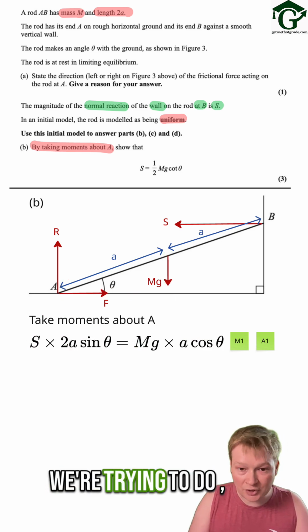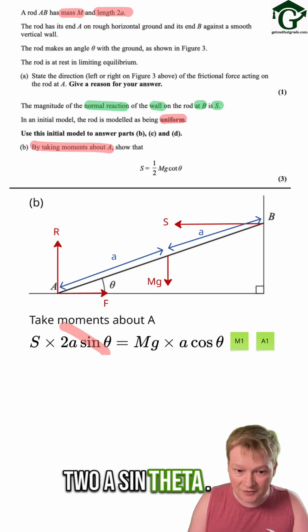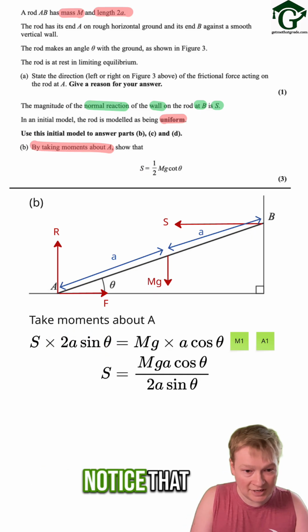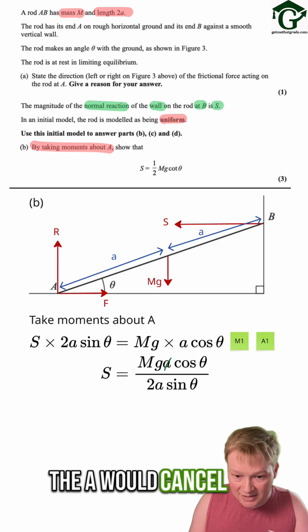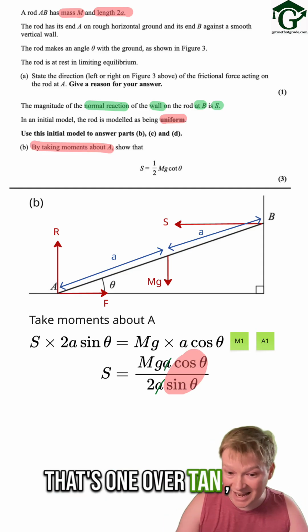Next, remember what we're trying to do? We're trying to show that S equals. So we want to get rid of this 2A sine theta. We'll do that by dividing both sides by 2A sine theta. Notice that the A would cancel. Notice here we've got cosine over sine. That's 1 over tan, which is cot.